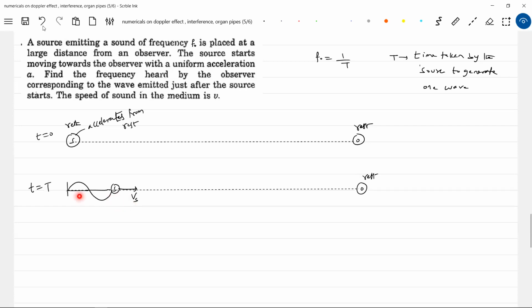So now what will happen? What is the time taken for the source to generate one wave? It is capital T. In that interval of time, it has acquired speed. Now the wave is generated. This wave will propagate, and there is a relative motion between source and detector. It will be generated at frequency f. Now the same wave will be heard at some other frequency.